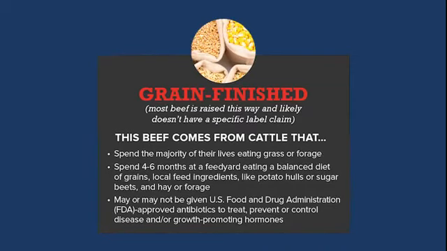Grain finished. Most beef is raised this way and likely doesn't have a specific label claim. This beef comes from cattle that spend the majority of their lives eating grass or forage, spend 4 to 6 months at a feed yard eating a balanced diet of grains, local feed ingredients like potato hulls or sugar beets, and hay or forage. May or may not be given U.S. Food and Drug Administration approved antibiotics to treat, prevent, or control disease and or growth promoting hormones.